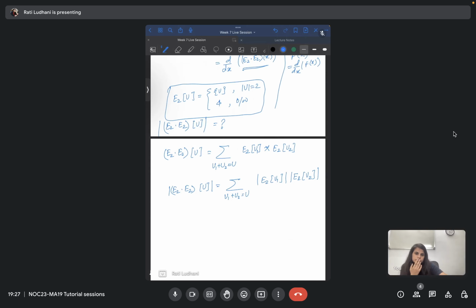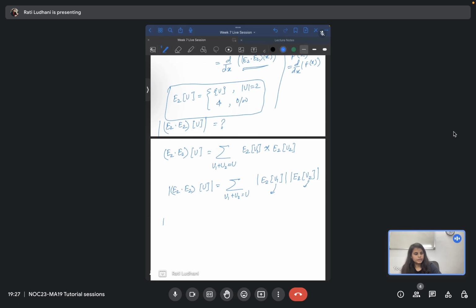So if cardinality of u1 is 2, then cardinality of u2 will be... So what is the cardinality of u? Like n? Yeah, n. So we can track it down.